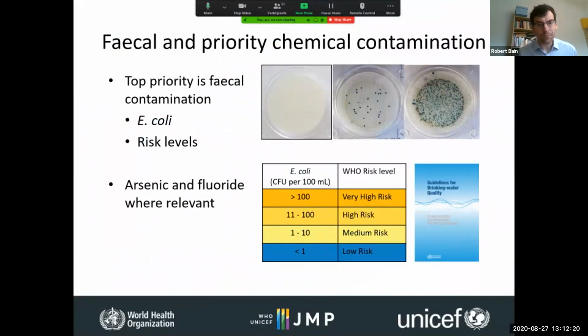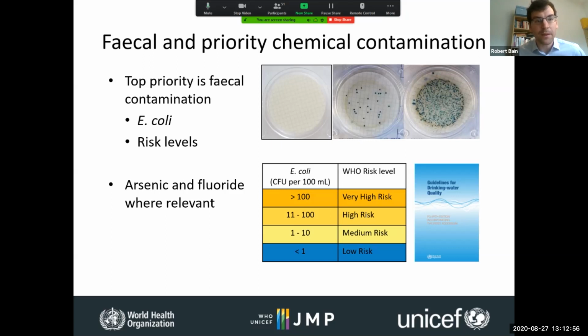Okay, so as Rick was saying, for SDG reporting, we're looking at free from chemical, so priority chemical contamination as well as fecal contamination, and using WHO indicator, which is E. coli, no E. coli detected in 100 milliliters. What you're able to do with this test is to detect levels of E. coli. So there's a risk classification there, which many of you will be familiar with. But the WHO guideline and most national standards are for no E. coli to be detected in 100 milliliters.